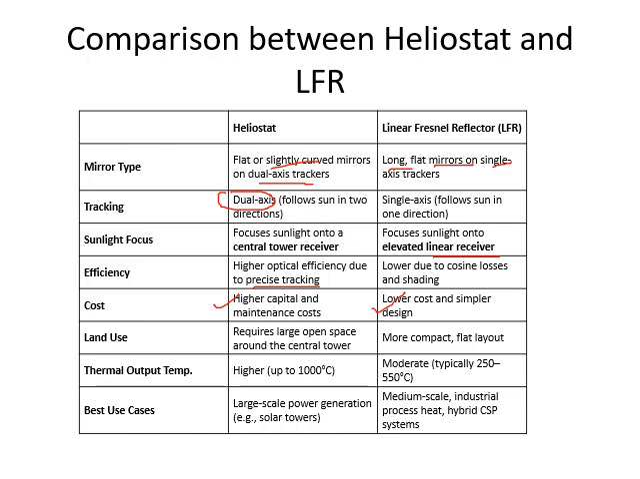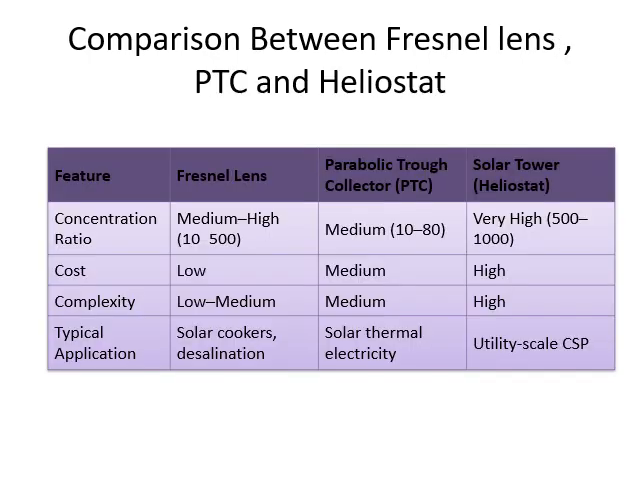So we can understand that for heliostat concentrator we should be going for larger scale power generation, right? And for linear Fresnel it can go up to medium scale or industry process heat, okay, or hybrid CSP, desalination, all this. Now we will have a broader comparison between Fresnel lens concentrator, PTC, and heliostat.